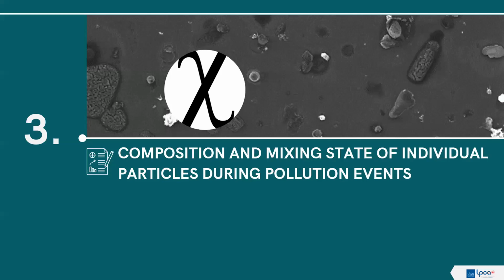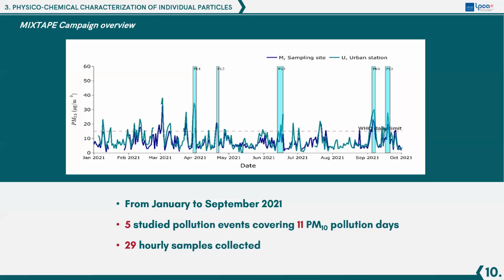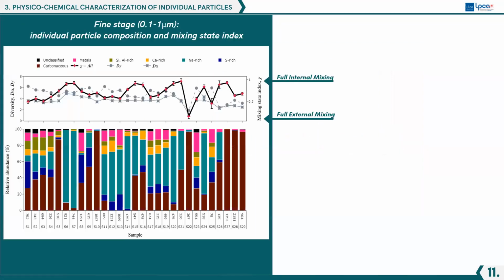So for that, in the results section, we deployed the MIXTAPE campaign. As I said before, the campaign aimed at studying the mixing state of particles during pollution events in Dunkerque. During the 9 months of the campaign, from January to September 2021, 5 pollution events were studied that covered 11 PM10 pollution days, and 29 hourly samples were collected. I have to say that only the fine stage particles analyzed are presented in this study. We can have a discussion about the other stage.